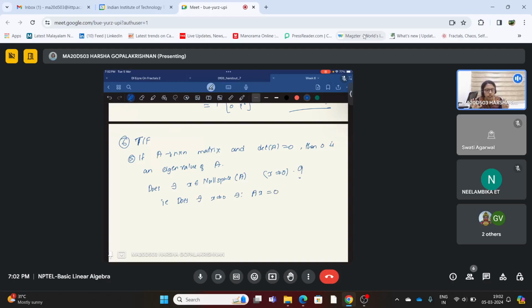We already know that A into 0 equal to 0. That is correct, right? 0 is a trivial solution. Now, my question is, does there exist a non-zero solution? That is, does there exist a non-zero X such that Ax equal to 0? Since A is already 0, so X can be anything, right? No, A is not 0. Determinant of A is 0.